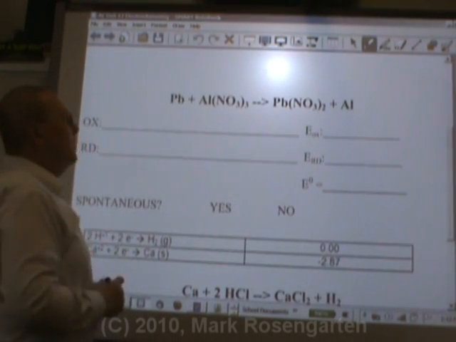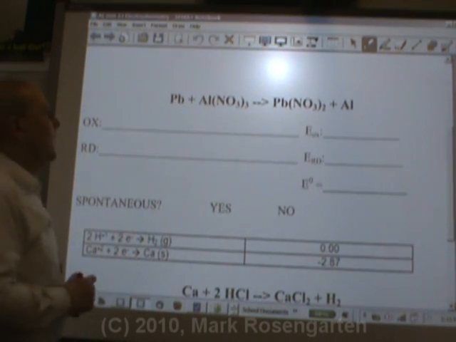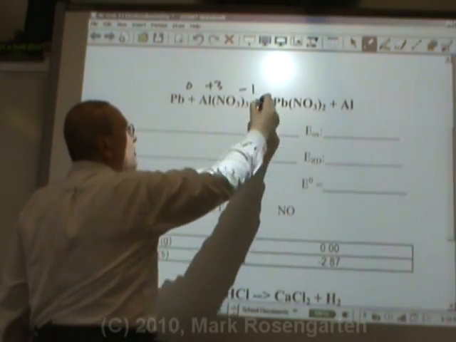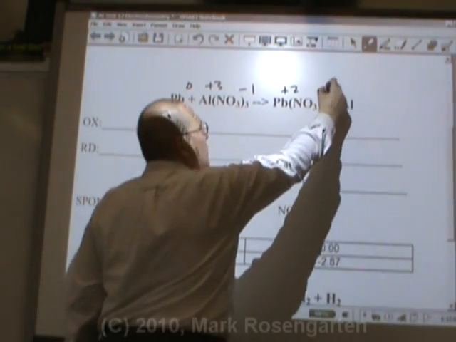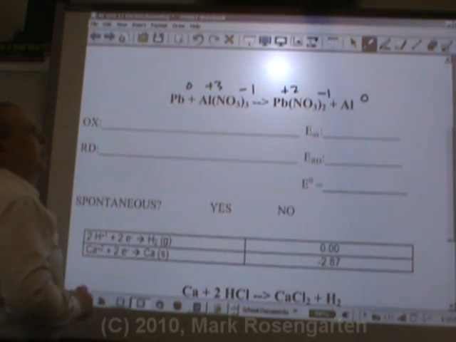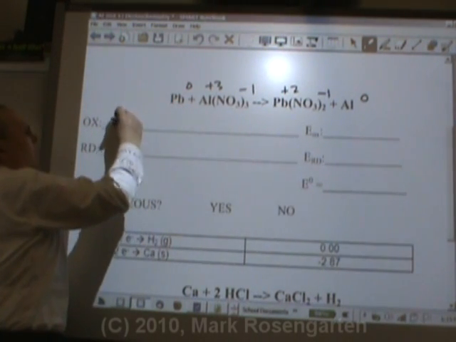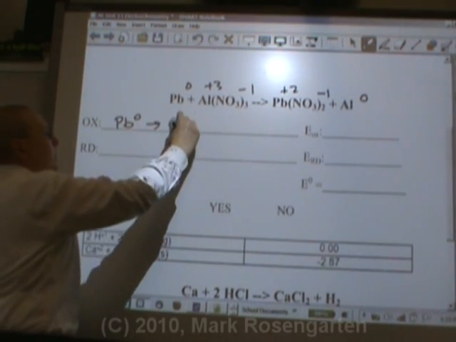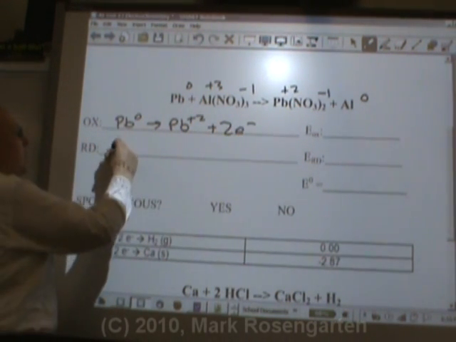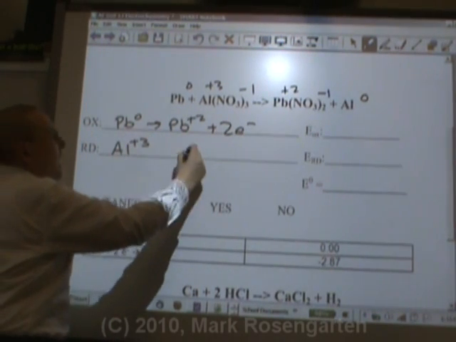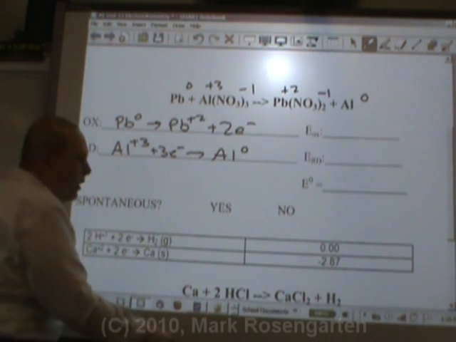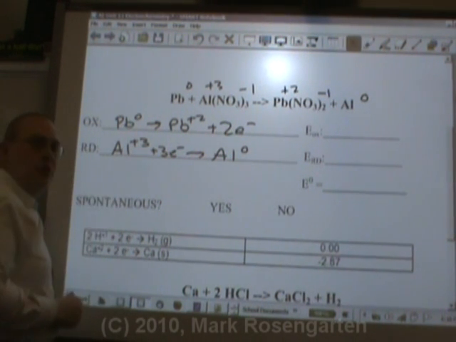Okay, first, in order to get the voltage, let's find the charges of all the species in this reaction. Lead has a charge of 0, aluminum has a charge of +3, nitrate is -1, lead is +2, nitrate is -1, and aluminum is 0. The oxidation half reaction would be, well, lead goes from 0 to +2, so Pb0 becomes Pb+2 by losing 2 electrons. And the reduction half reaction, Al starts off as +3, ends up as Al0, which means 3 electrons are gained.